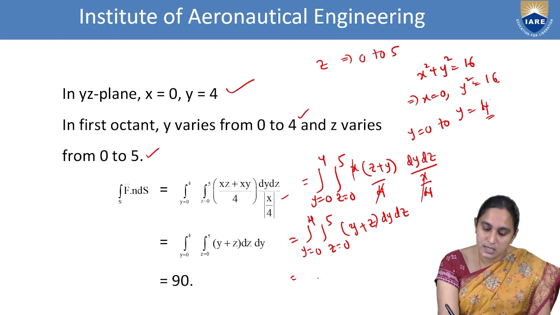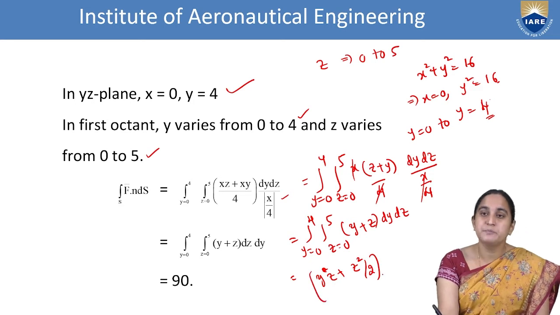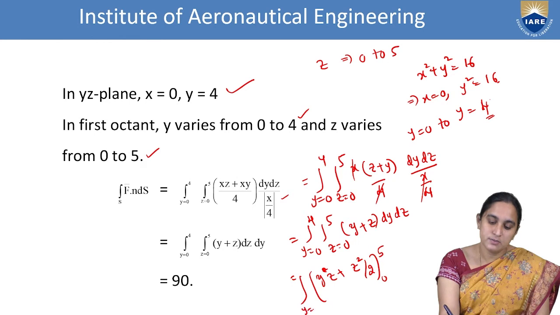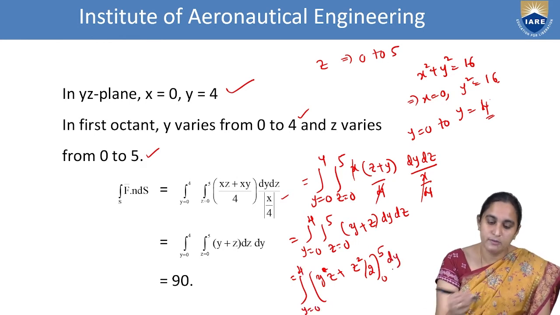That means here y square by 2. Okay, first I'll integrate with respect to z, that is yz plus z square by 2. What are the limit points for that z? 0 to 5. Then the integration over y is 0 to 4 into dy.